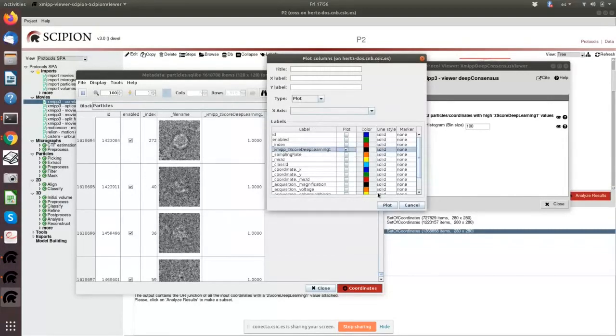So you choose the scoring assigned by deep learning. And this takes some time because it is a plot with 1.3 million values.